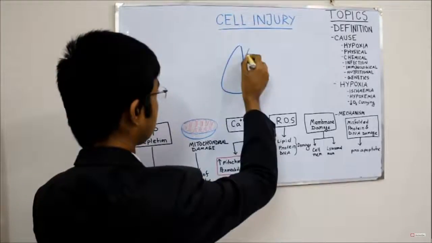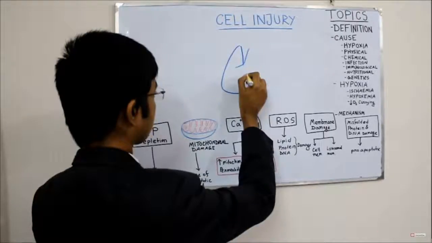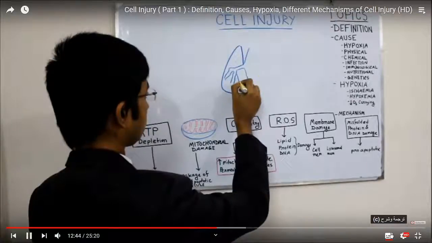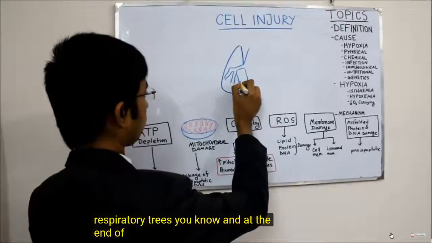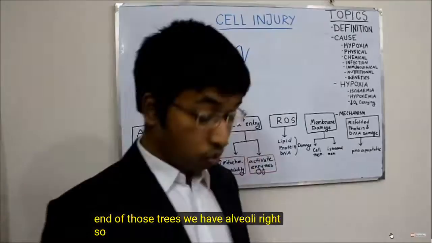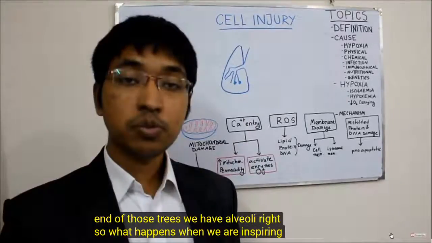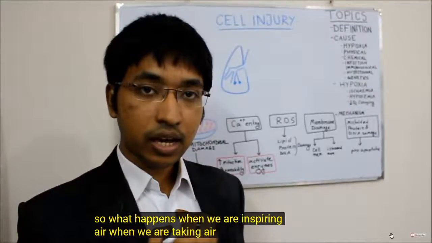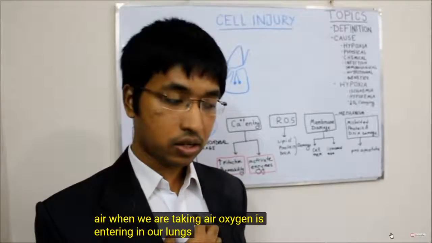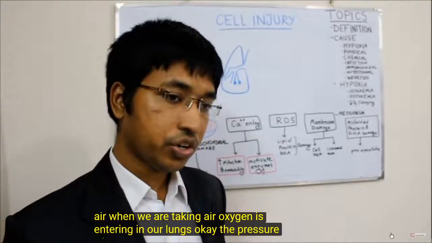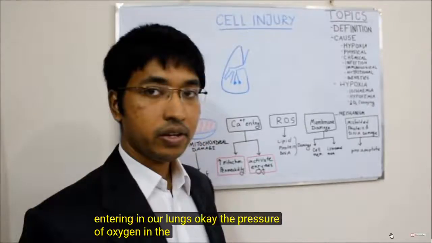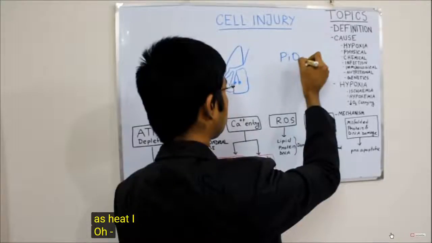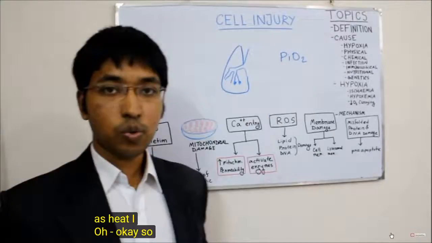Okay, this is one lung. These are the respiratory trees, you know, and at the end of those trees we have alveoli, right? So what happens when we are inspiring air, when we are taking air, oxygen is entering our lungs. Okay, the pressure of oxygen in the inspired air is known as PiO2.